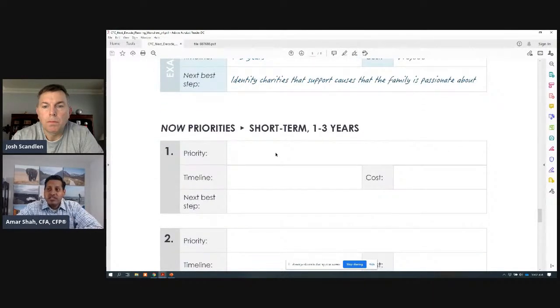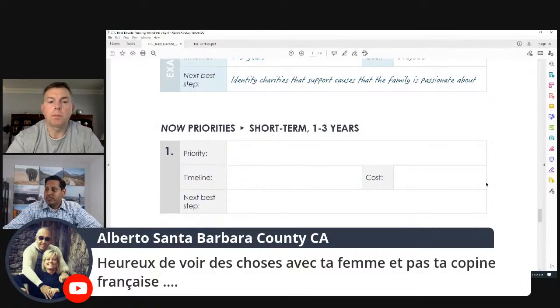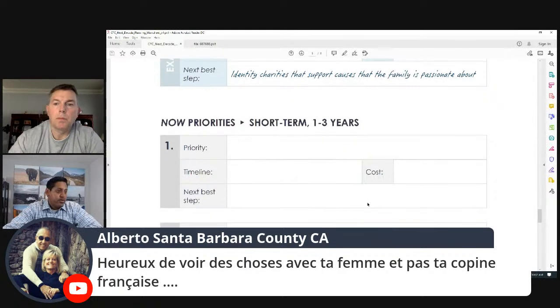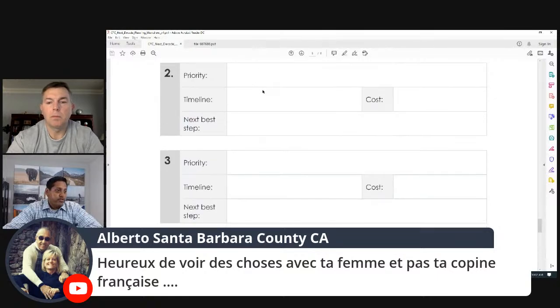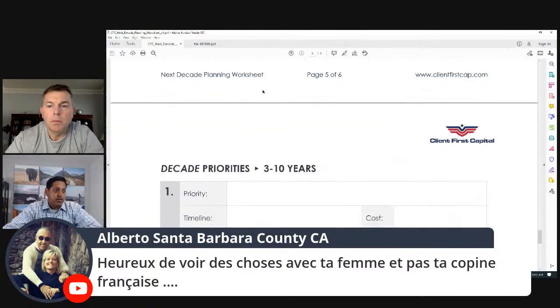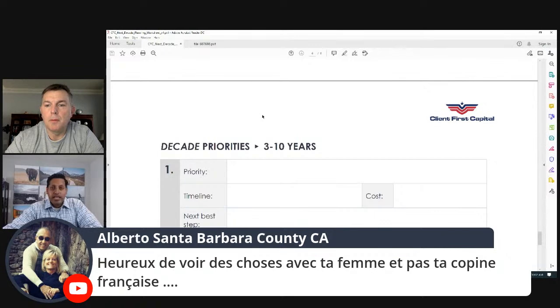So this is how we tie it into the financial plan. We identify the priority, identify the timeline, and any costs associated. If this is like a family vacation and you're going to be paying for your family, there could be some significant costs. And then we say, what's the next best step to actually getting this done? We identify goals in terms of short term, 1 to 3 years, and then we use our longer term goals as decade priorities.